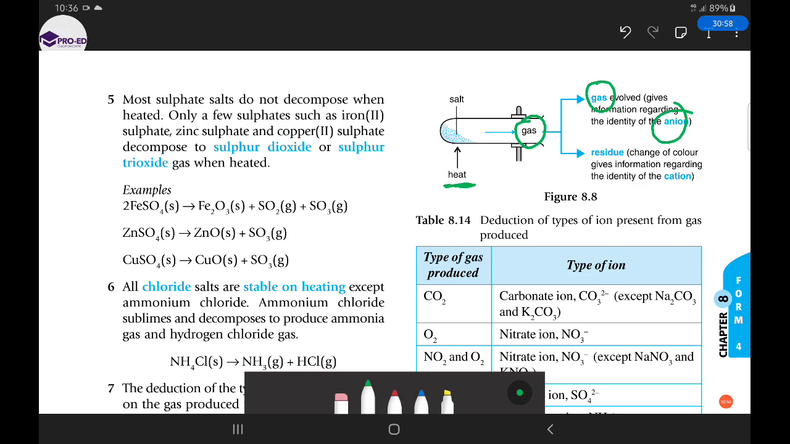And then the residue, the change in color. What's left behind here is the residue after heating. That residue's change of color will tell you what cation is present, but only for certain metals. It can't do it for most of the metals. Most of them will be white at the beginning, white at the end, so you can't really deduce anything. But for some of them, there is a change of color, and then you can deduce the cation by the change in color of the residue.